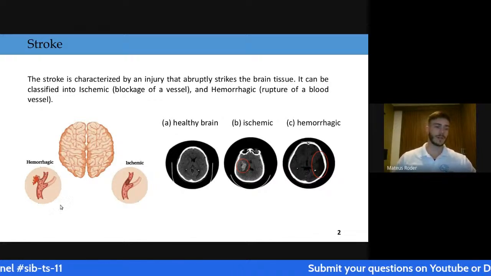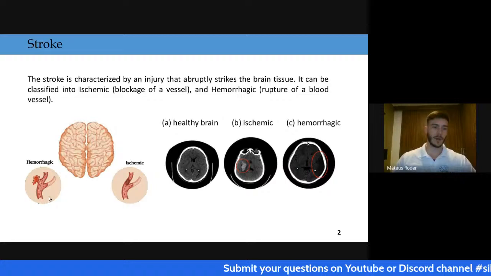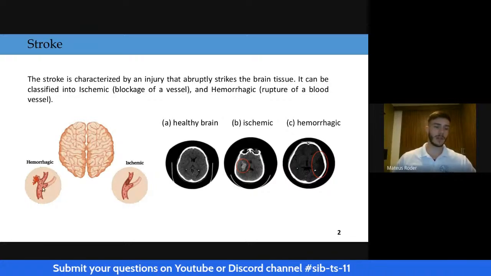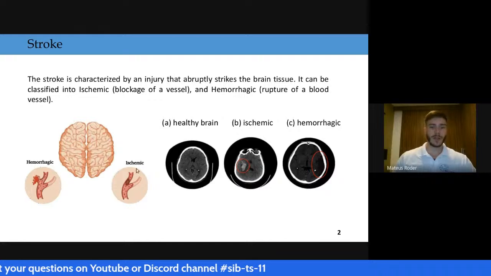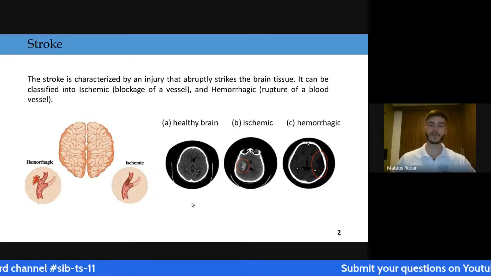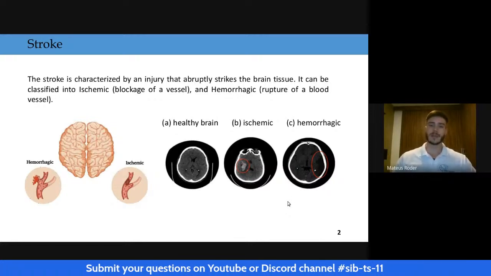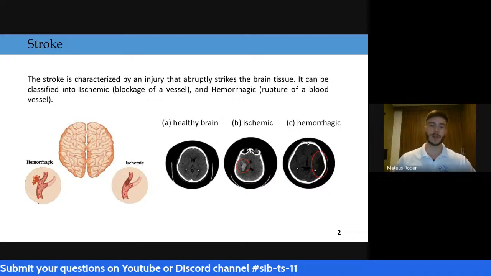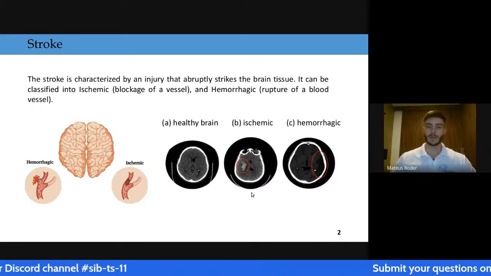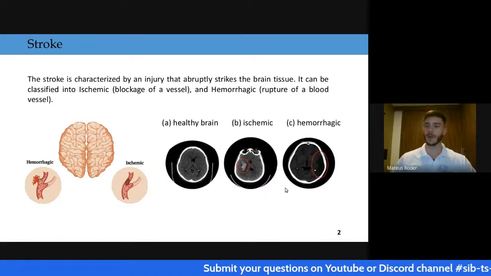The first image stands for the two types of stroke. The first representation is for the hemorrhagic, in which the rupture of the vessel occurs on the left side. On the other hand, the ischemic stands for the blockage of the vessel. On the right side, we have another image that represents 3 CT scans from the brain, in which the first one stands for the healthy brain, the second one for the ischemic stroke, and the third one for the hemorrhagic stroke.